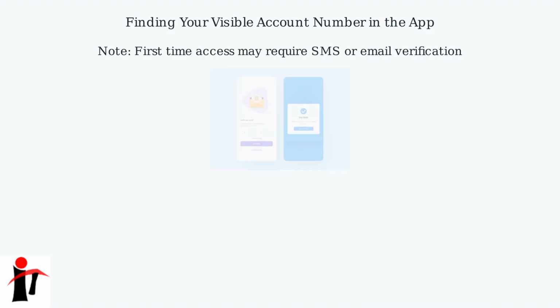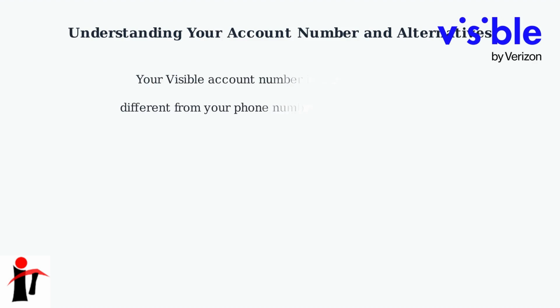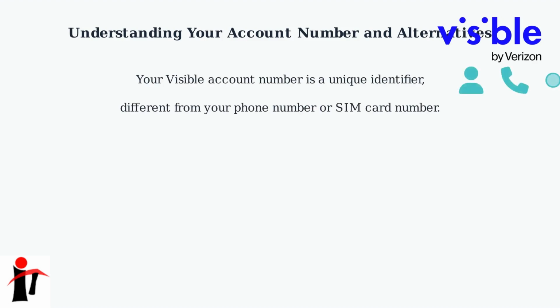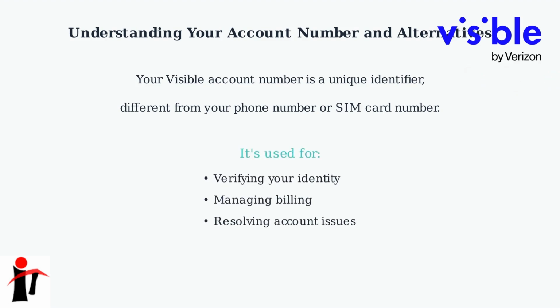If this is your first time accessing the number, the app might ask for verification via SMS or email. Your Visible account number is a unique identifier, different from your phone number or SIM card number. It's used to verify your identity, manage billing, and resolve account-specific issues.